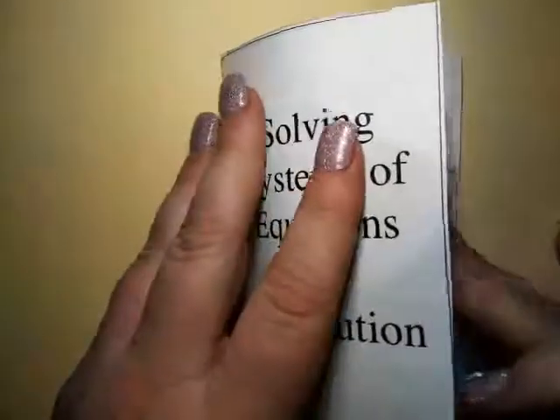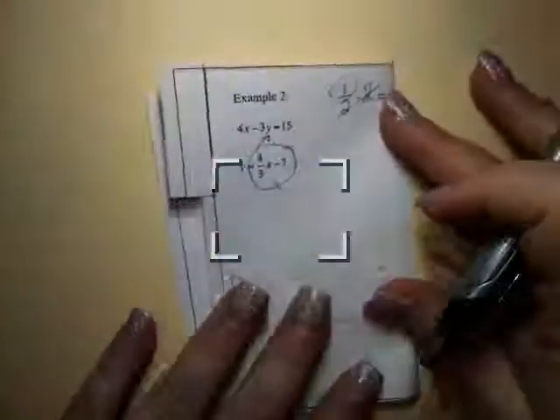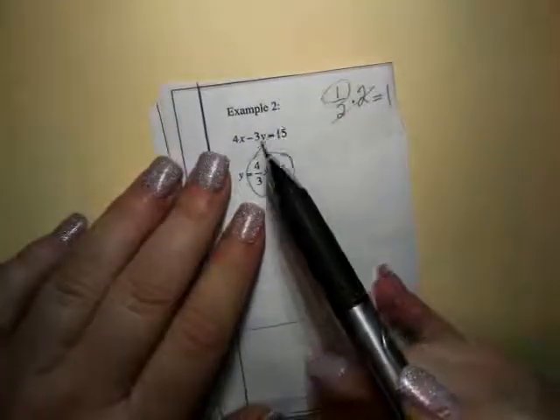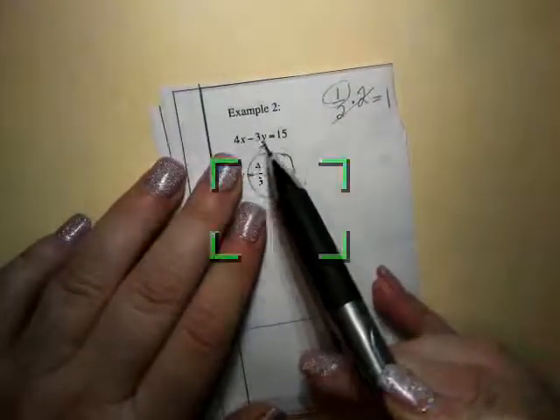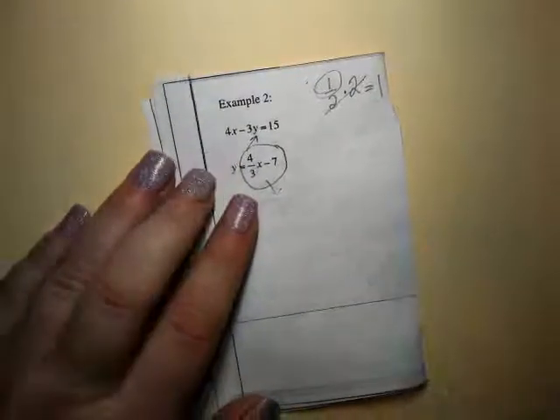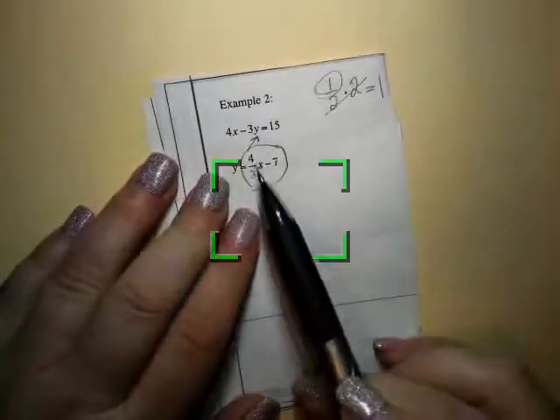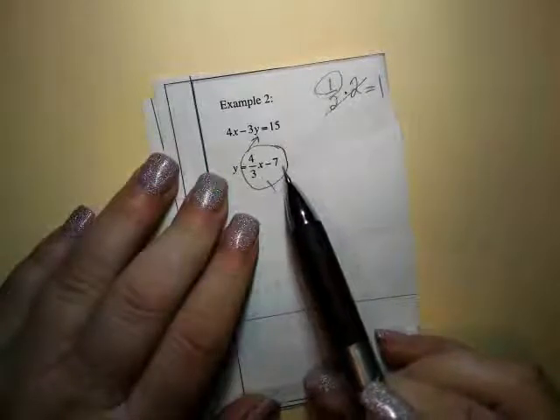We're going to go ahead and flip it straight to example number 2. I'm going to show you just the left-hand side to start with. Example number 2, we have an equation in standard form there, 4x minus 3y is equal to 15, and y is equal to 4/3 x minus 7.